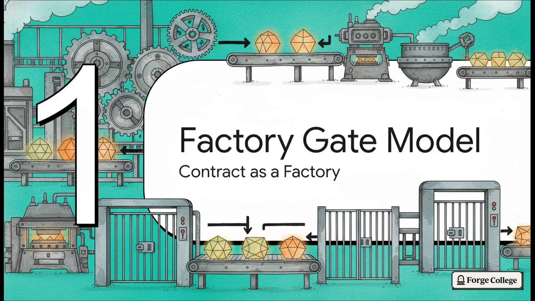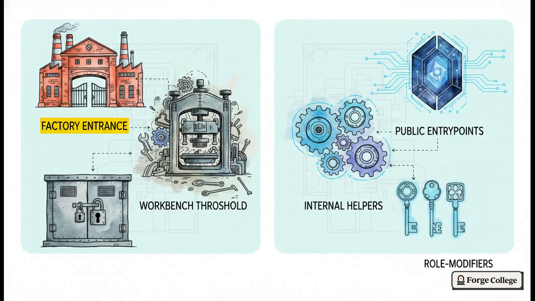This is all about viewing your smart contract like a physical factory. Think about it. When you're designing a smart contract, you're basically designing a bustling industrial factory. You've got raw materials coming in, you've got high-voltage machinery buzzing away. You wouldn't just leave the front doors wide open and let anyone wander off the street to play with the industrial stamping press, right? No way! That would be an absolute disaster.